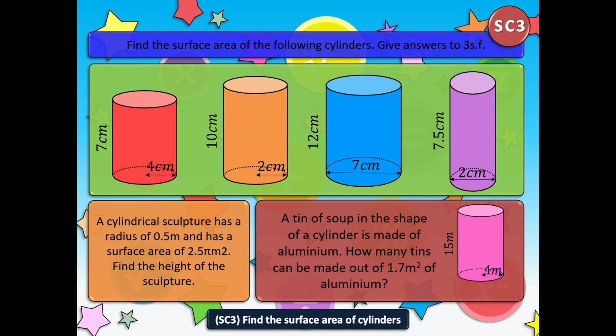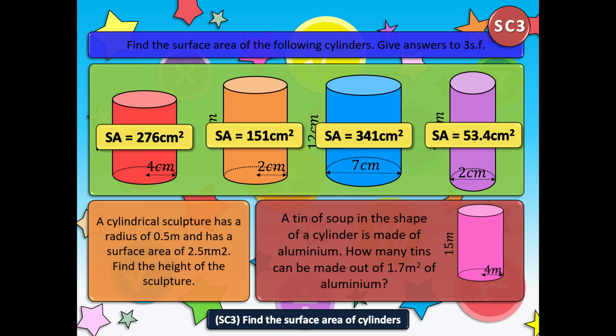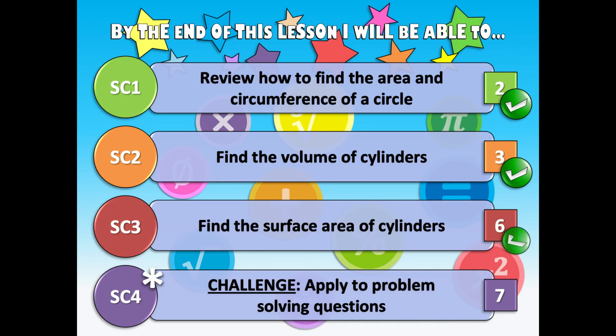Here are your answers. So there's your green answers, there's your amber answer, and there's your red answer. So now we've completed success criteria 3. So now we're going to move on to number 4, and this is to apply to problem solving questions.